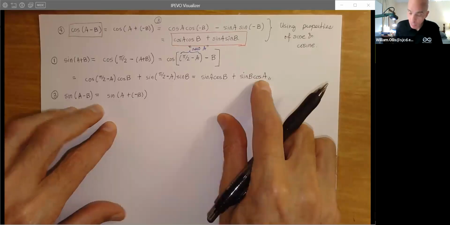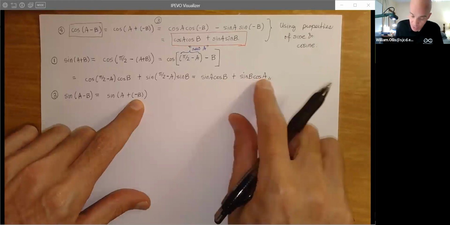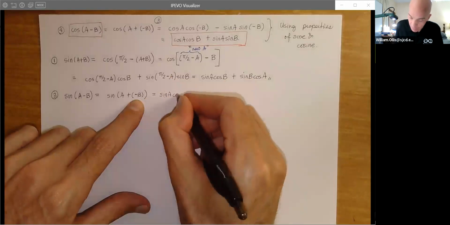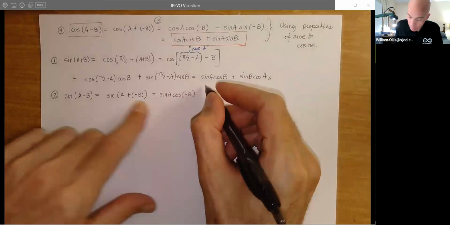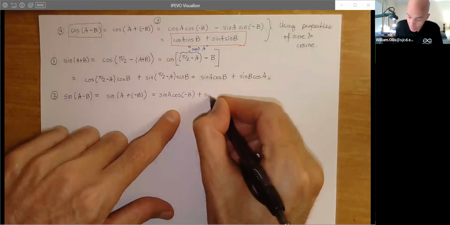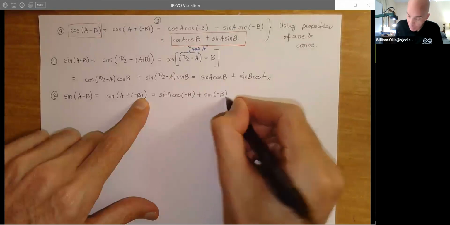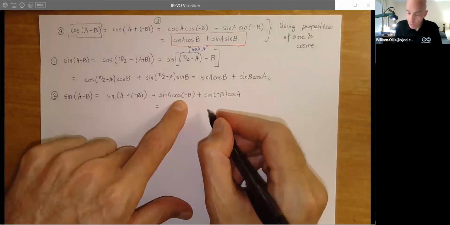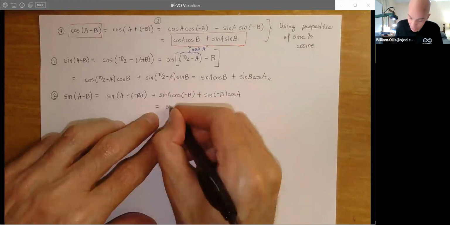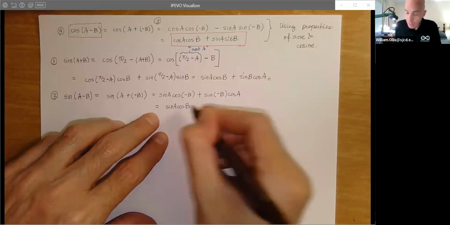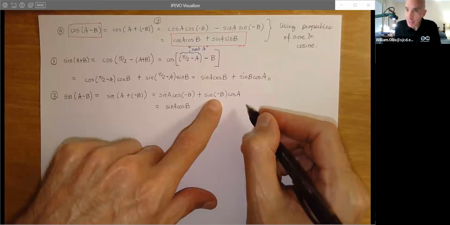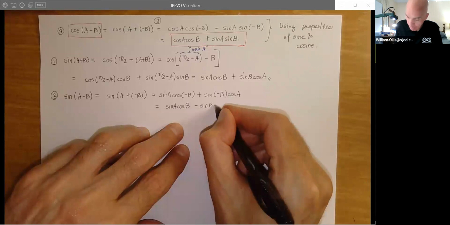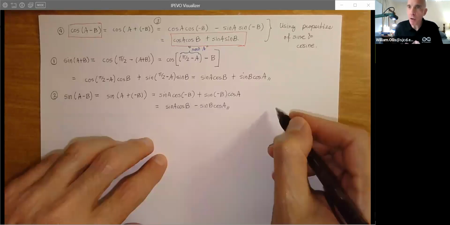So again, the b's get replaced with the negative b. So let's run it through here. This gives us sine a cosine of the additive inverse of b, plus sine of the new b, replace b with the negative of b, times the cosine of a. But of course, cosine is even, so it absorbs the negative. So we get sine a cosine b. And then, of course, sine is odd, so the negative factors out. So we get minus sine b cosine a. So that was like no work at all.